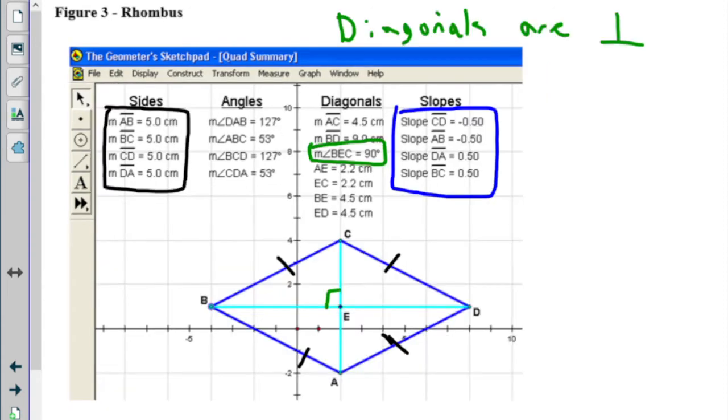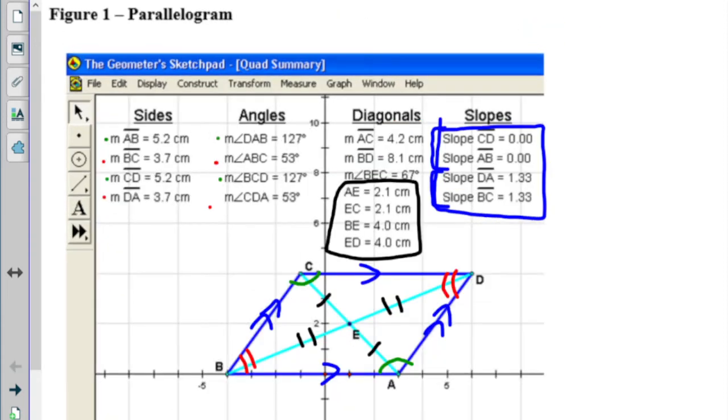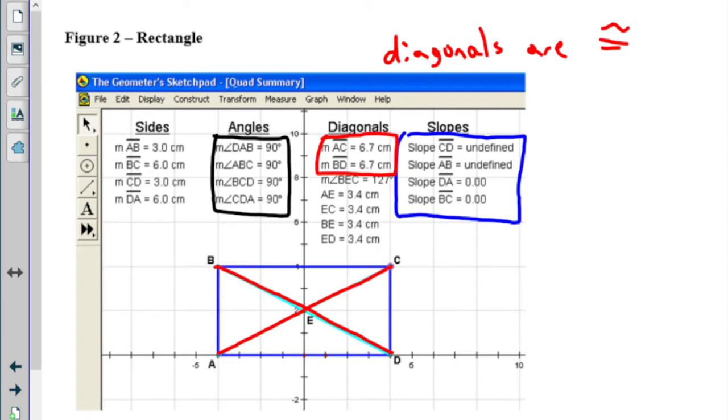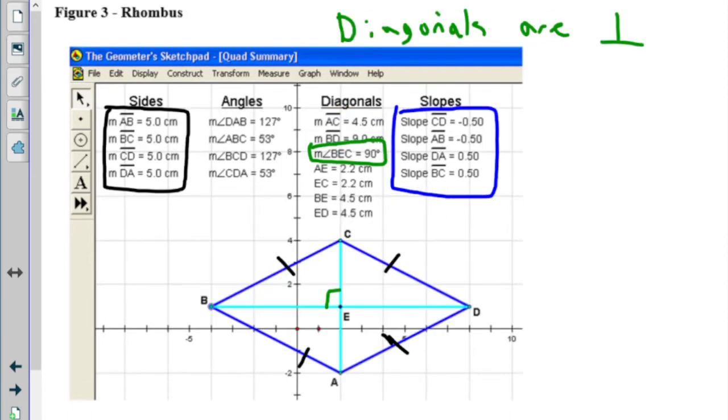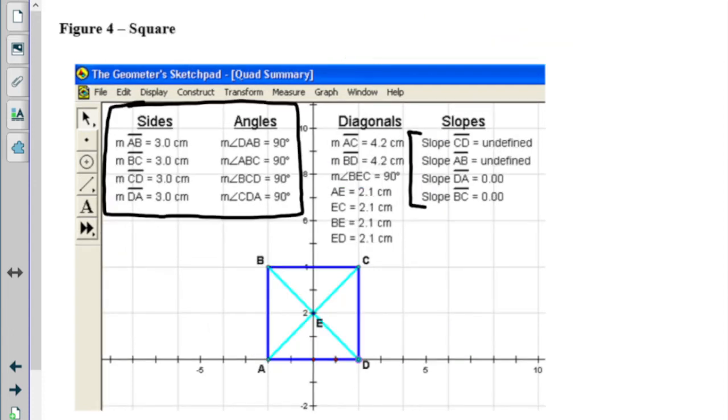So far, we have our parallelogram that we're familiar with. We have our rectangle where all the angles are the same. We have our rhombus where all the sides were the same. And then we had our square where both happen. All the sides are the same and all the angles are the same.